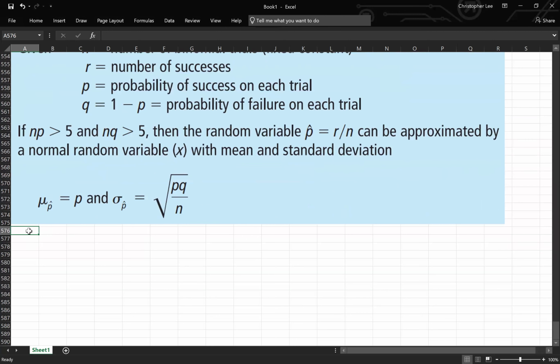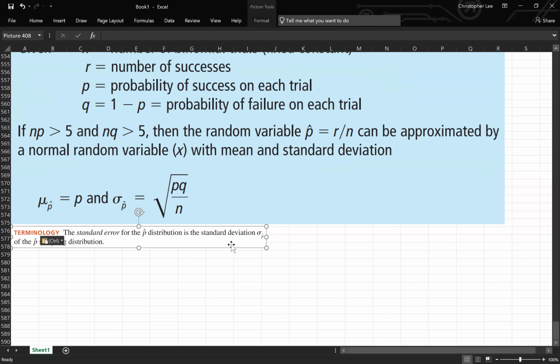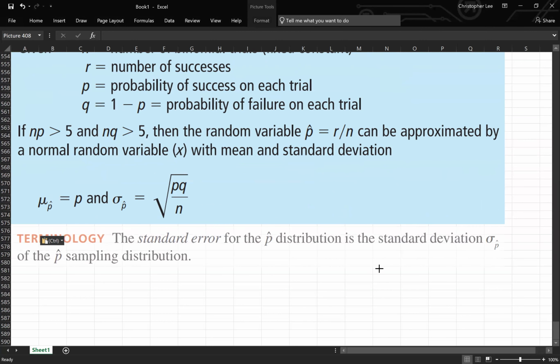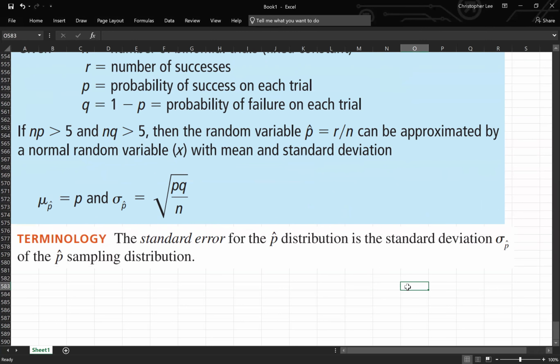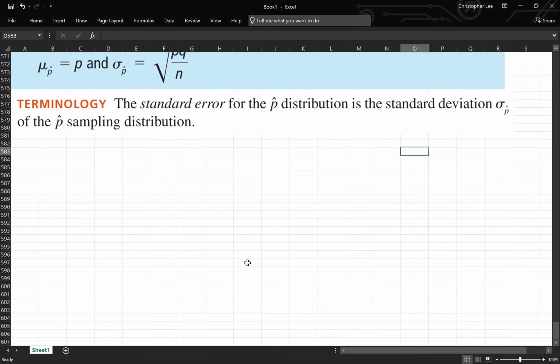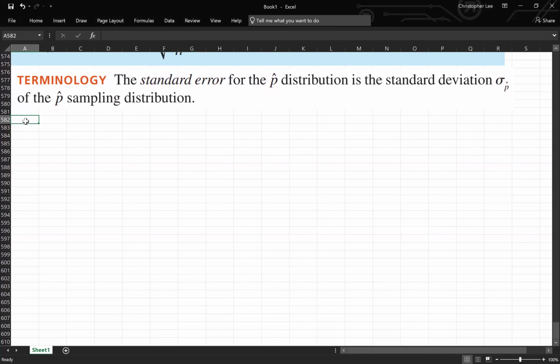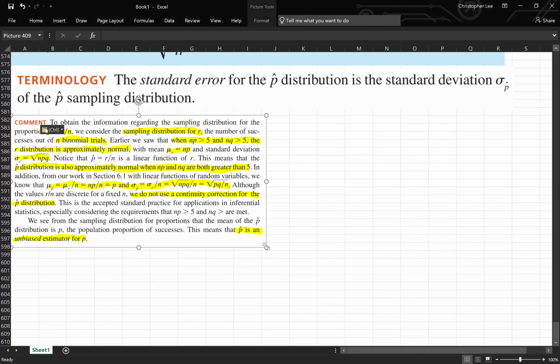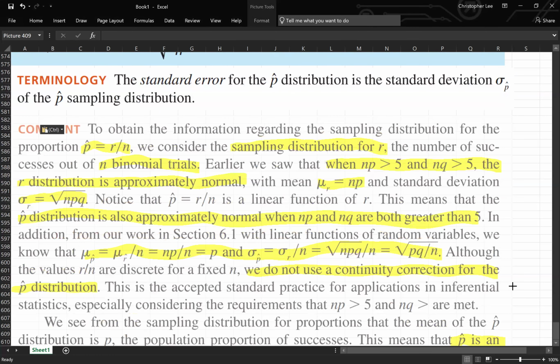Let's talk about this. The standard error for the p hat distribution is the standard deviation, sigma p hat, of the p hat sampling distribution. And p is the proportion. Let's make a comment about this real quick.